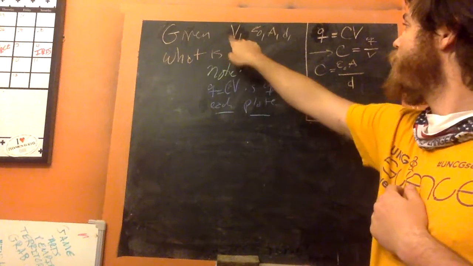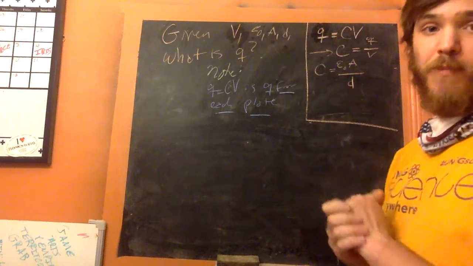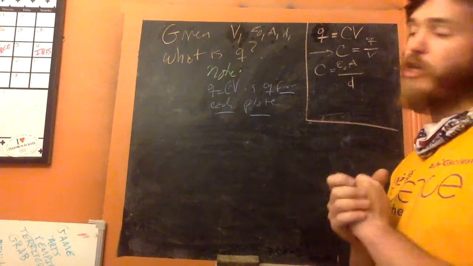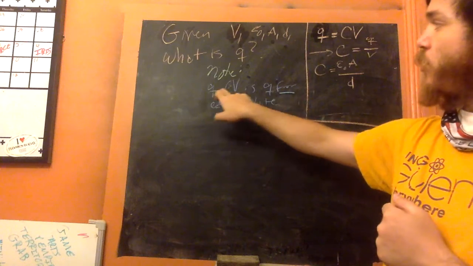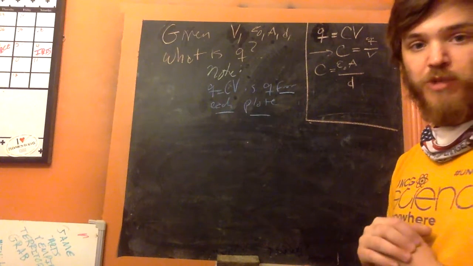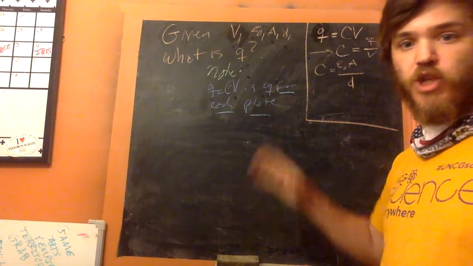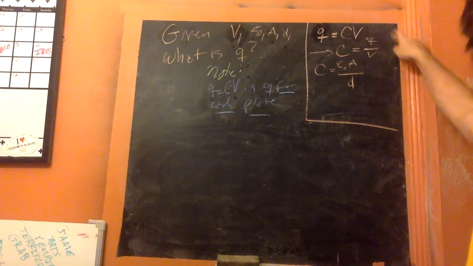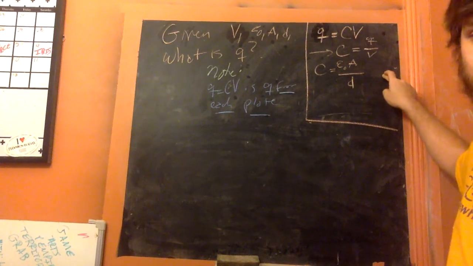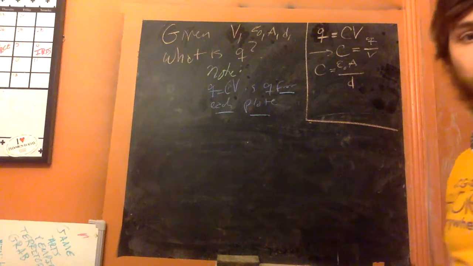So given the voltage, epsilon naught, the area of each plate, and the separation between them, what is the charge on each plate? And the note that I added is in the formula Q equals CV, which I believe you have in your formula sheet, Q is for each plate. So we can work this out given our known formulas, Q equals CV and Q equals epsilon naught A over D, and get what we need.